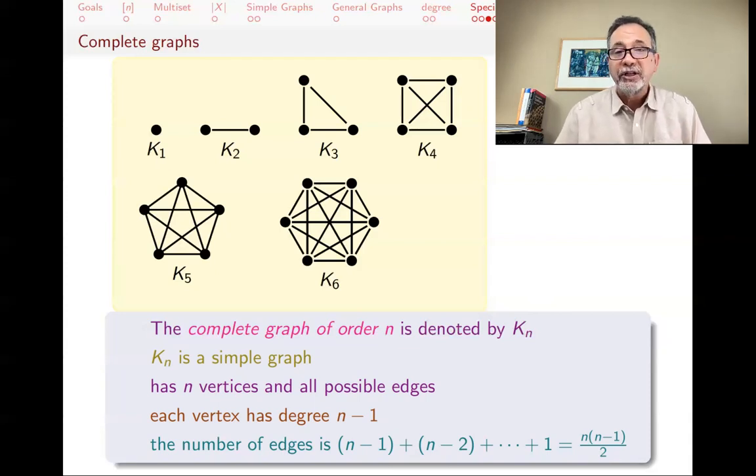You could count the number of edges in a different way. You could say that every vertex is connected to n minus 1 vertices, so that's n times n minus 1, but I counted every edge twice, so I have to divide by 2. You can think of that as a proof that this sum is equal to n times n minus 1 over 2. In any case, a complete graph has n vertices and n times n minus 1 over 2 edges, and every vertex is adjacent to every other vertex. So here's an example of K6. There's K4, K3, K2, K1 is just a single vertex, K2 is just one edge, K3 is a triangle, and so forth.